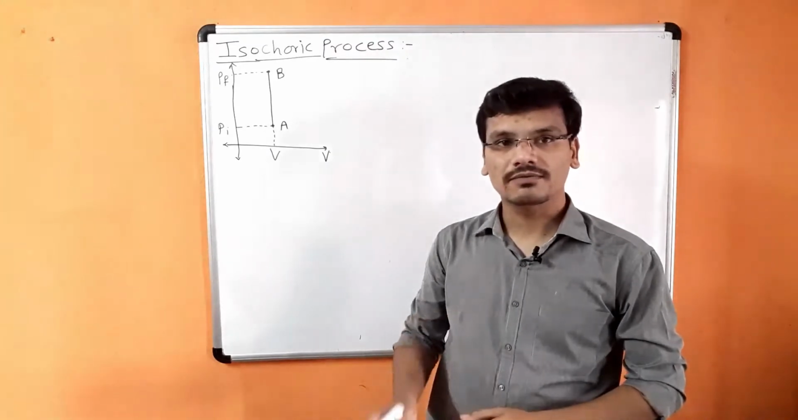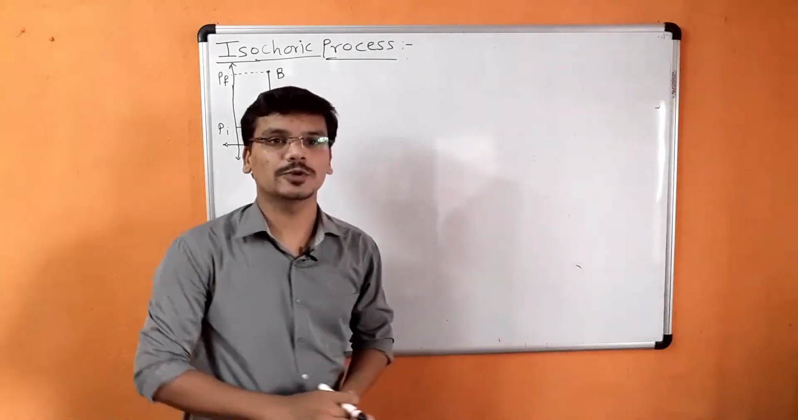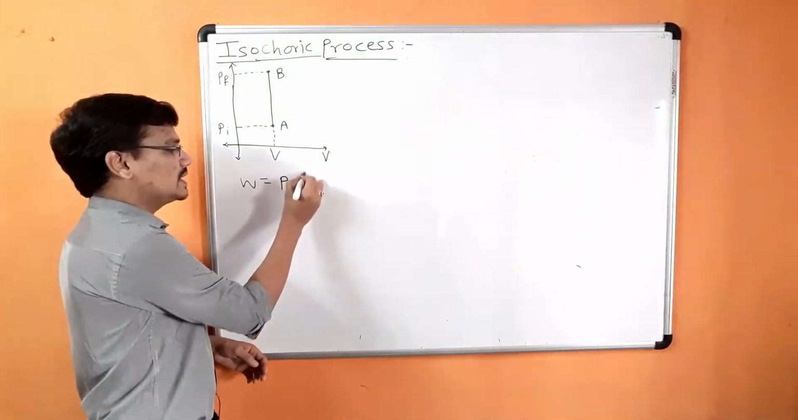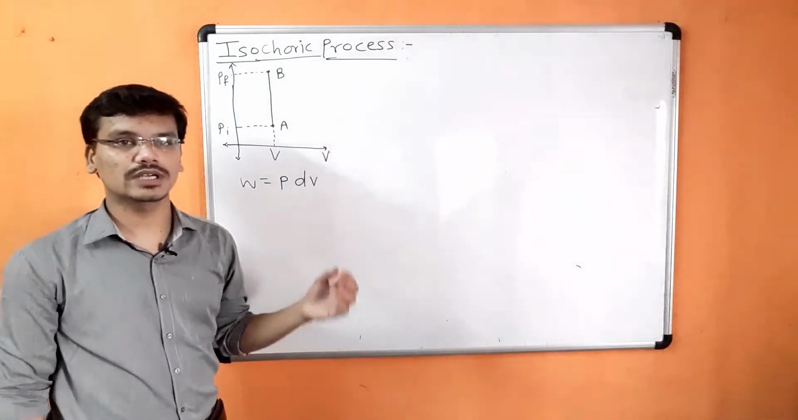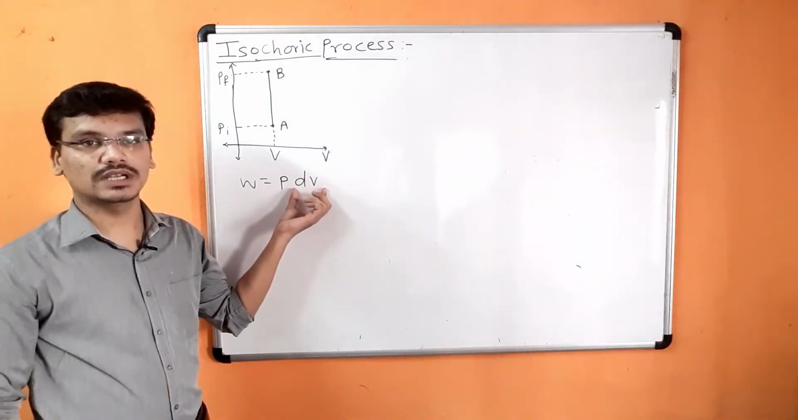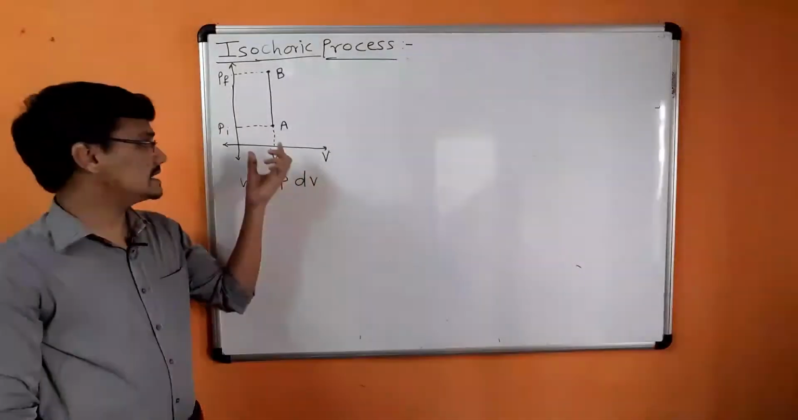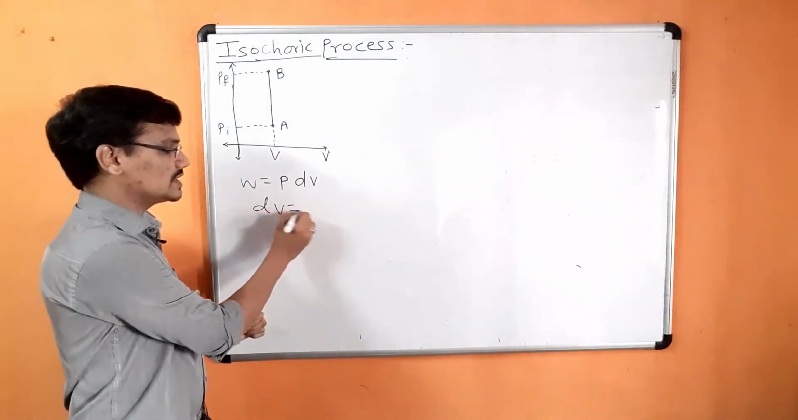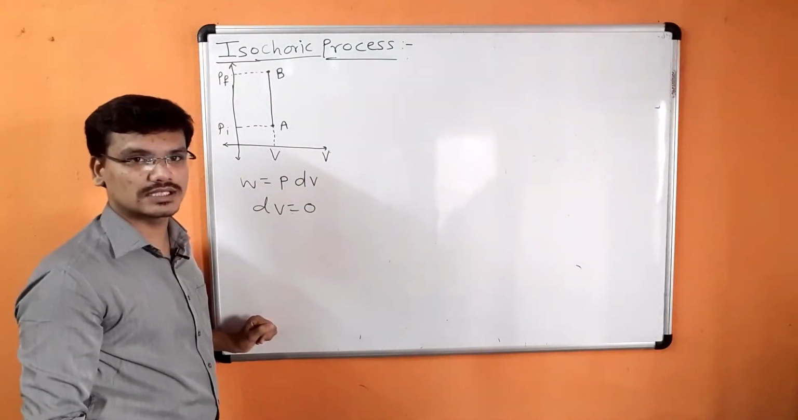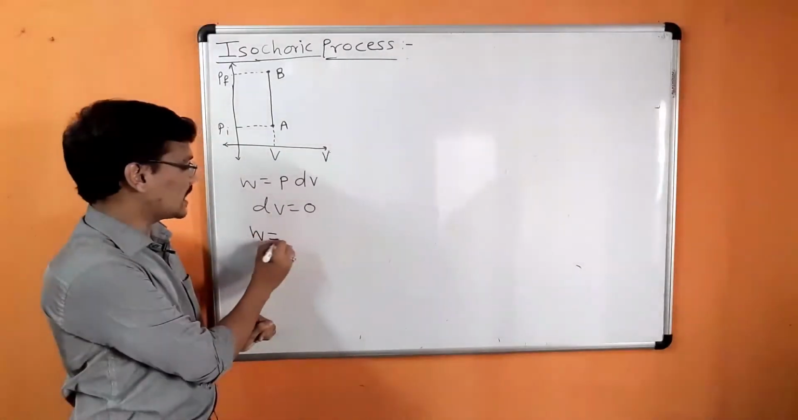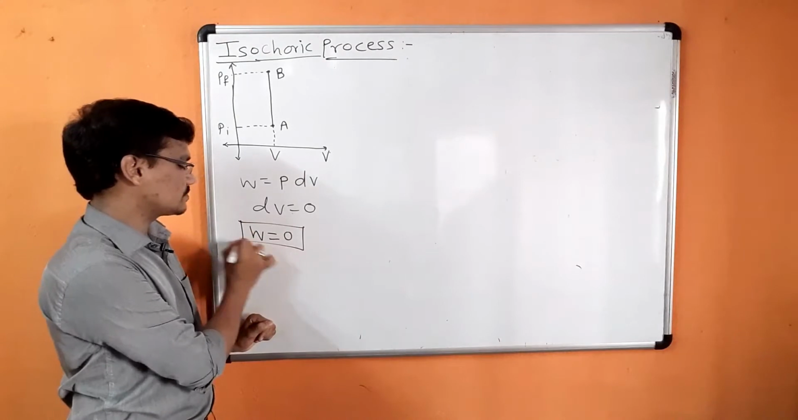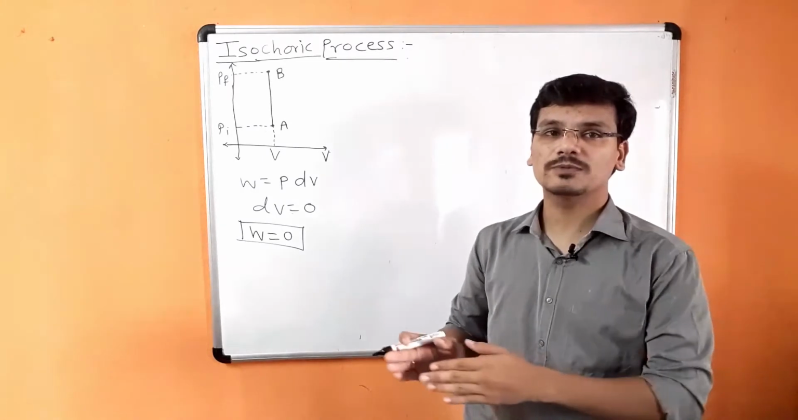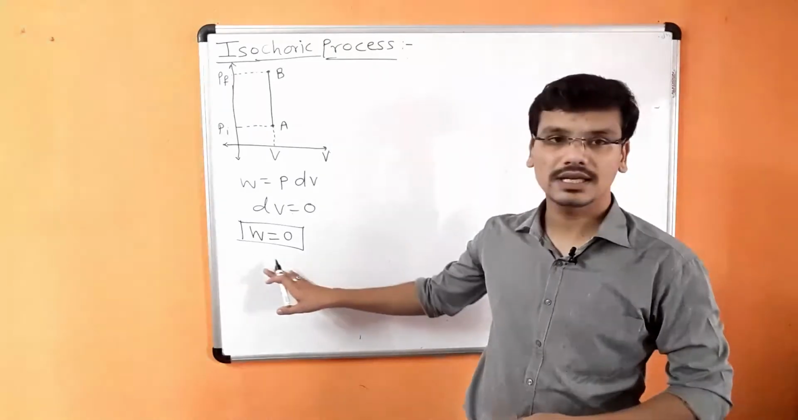Now, we have to find work done during the isochoric process. The general formula for work done is W is equal to P dV, where dV is the change in volume. In this case, initial volume and final volume are the same. Therefore, change in volume is equal to 0. Therefore, work done during isochoric process is 0, because volume during this process is constant.